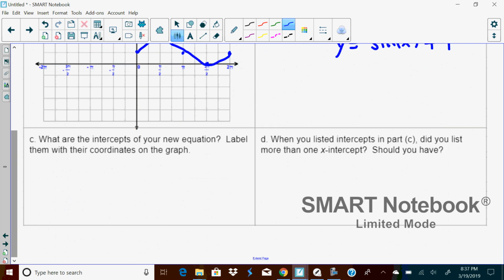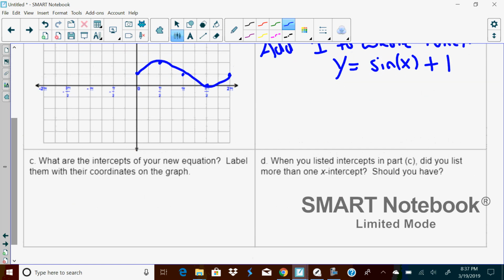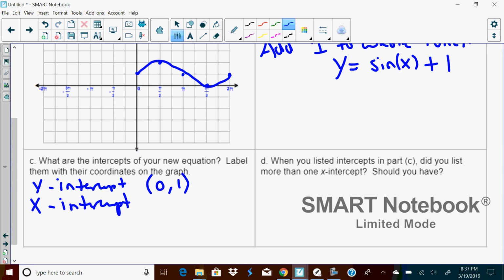So then C says, what are the intercepts of our new equation? So the y-intercept would be 0, 1, because it moved up 1. And the x-intercept, there's actually an infinite number of x-intercepts. But a couple would be, it's going to intercept at 3 pi over 2, comma 0. It'll also intercept at negative pi over 2, going the other direction, 0. And it's just going to keep going. So every 3 pi over 2 is going to intersect.